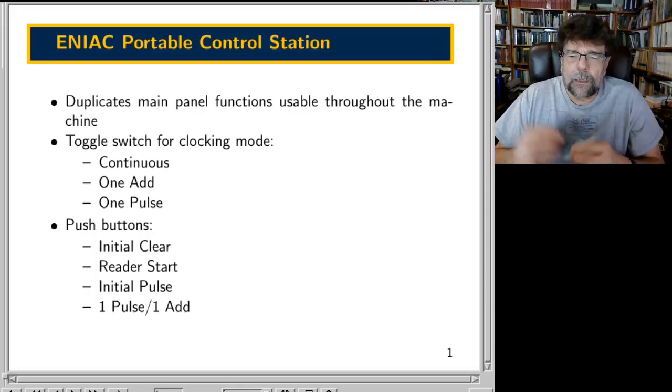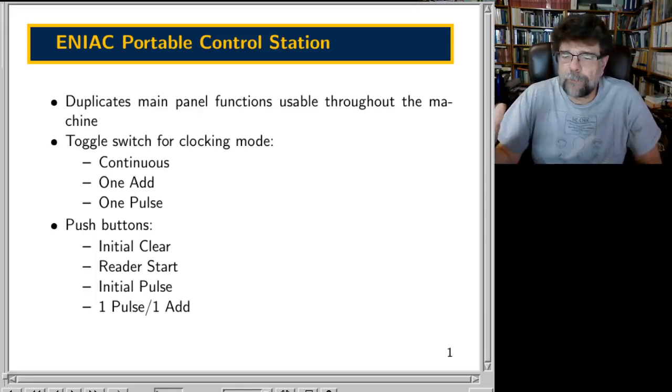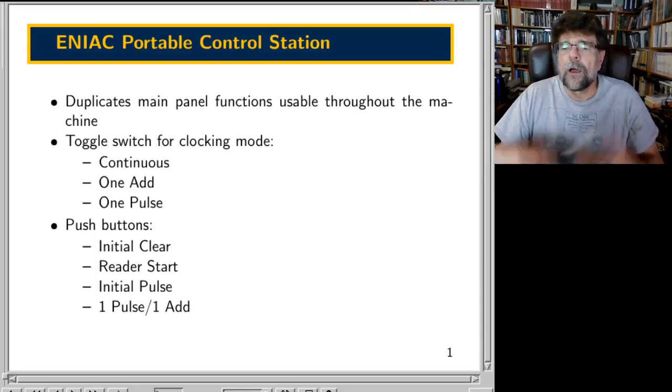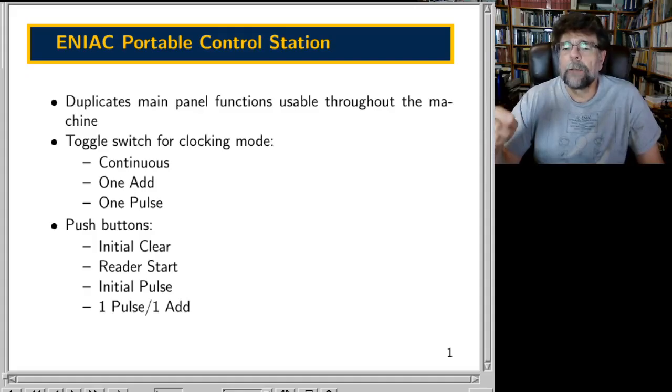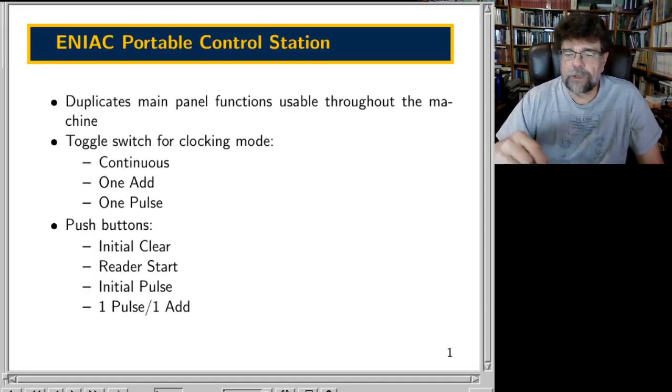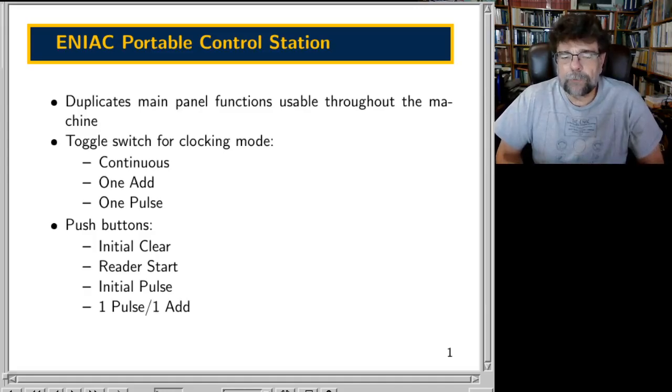The continuous mode lets the clock free run. It's the way you would normally use it for doing calculations. If I set the switch in the 1 add mode, then I can use one of the push buttons to single step the machine 1 addition time per push. So it's effectively like single instruction execution. If I set it in the 1 pulse mode, then the pressing of the button is 1 of the 100 kilohertz pulses. So you can watch the execution of an operation step by step through its progression.